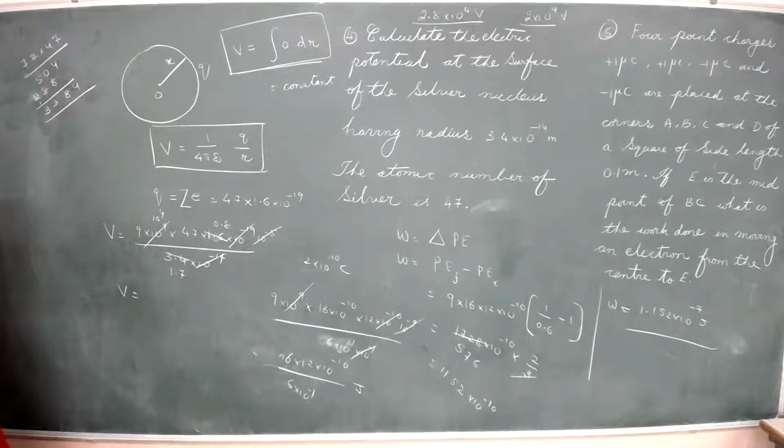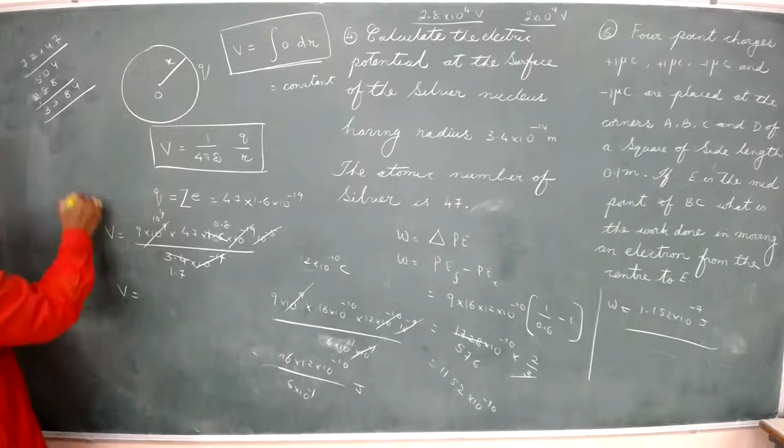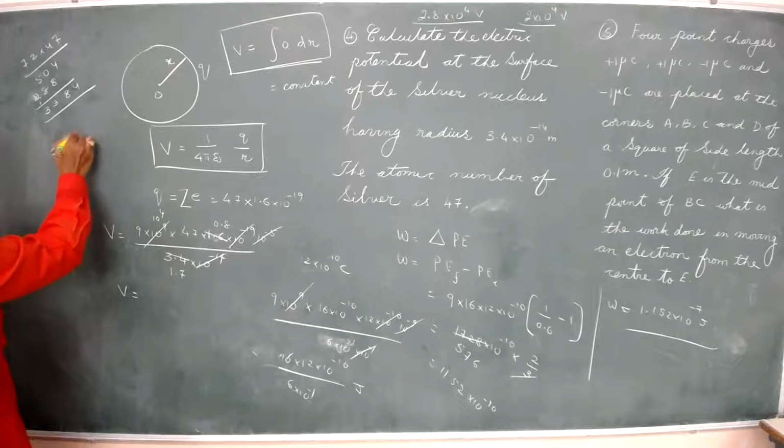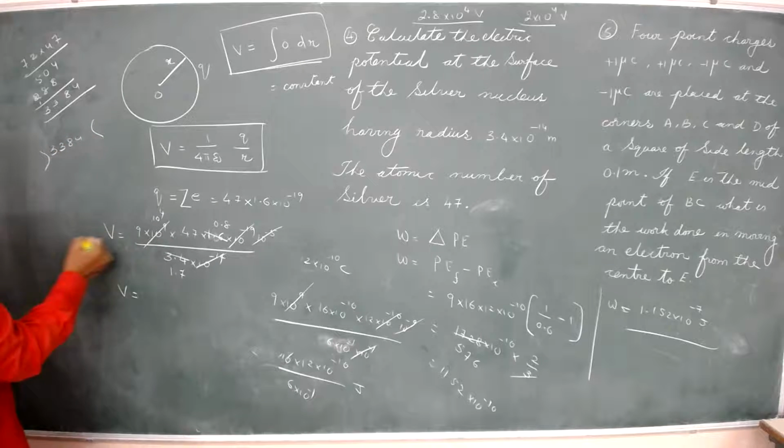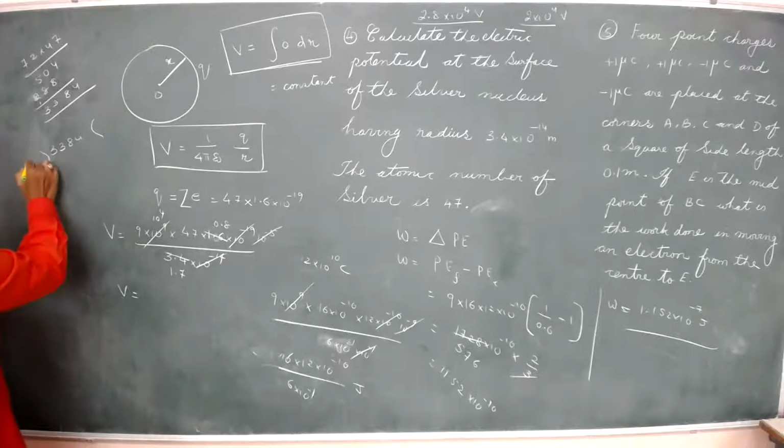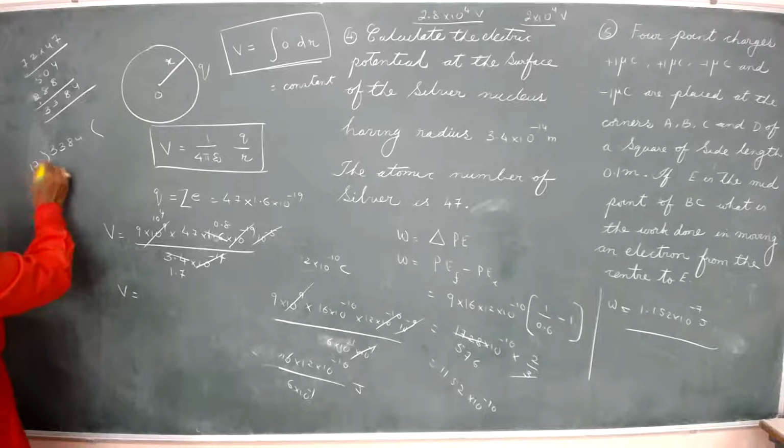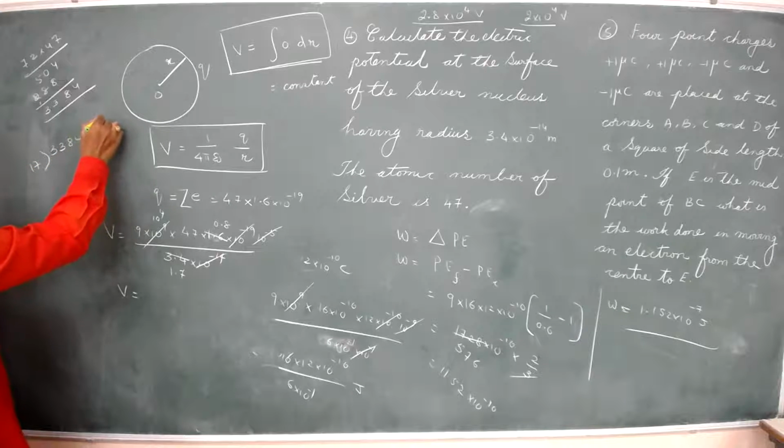So 3384 divided by 17. There are no decimal points here. How many times does 17 go in? One time.